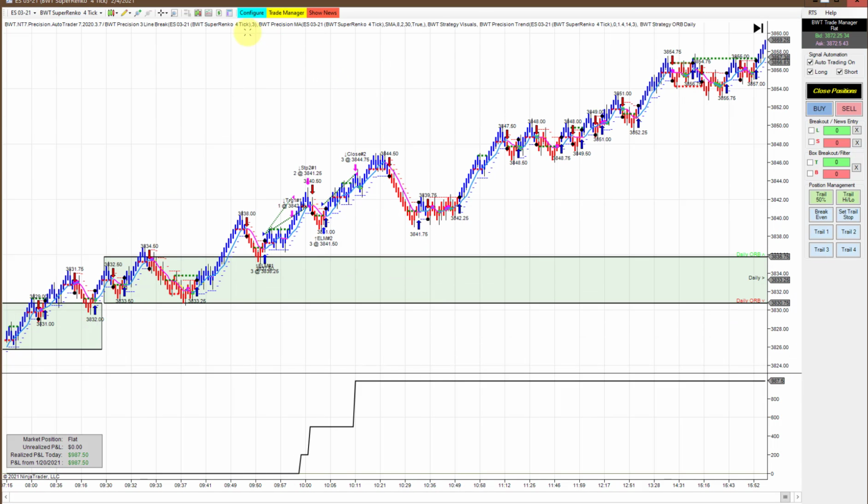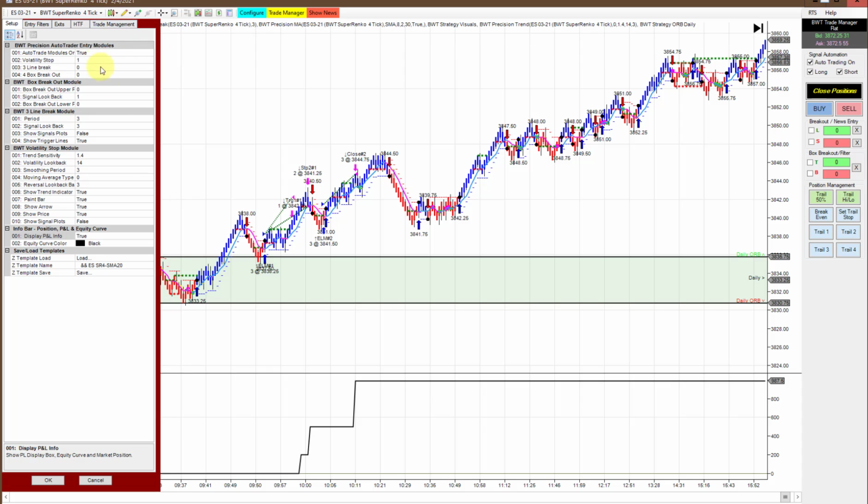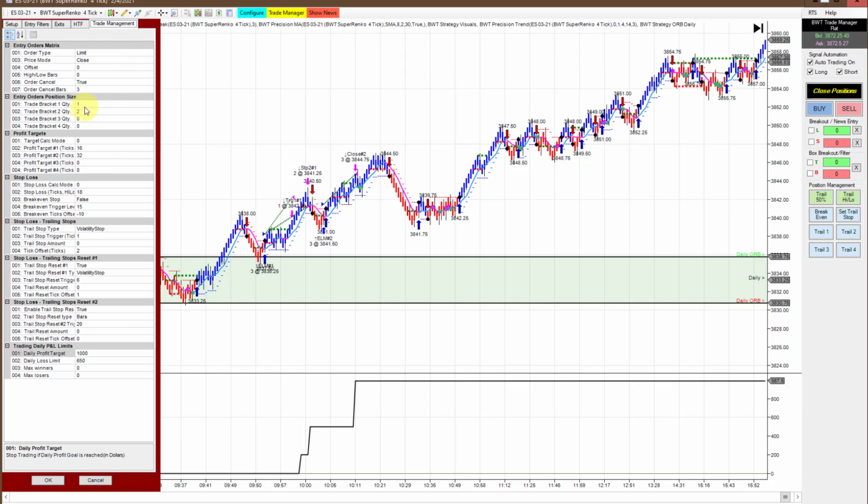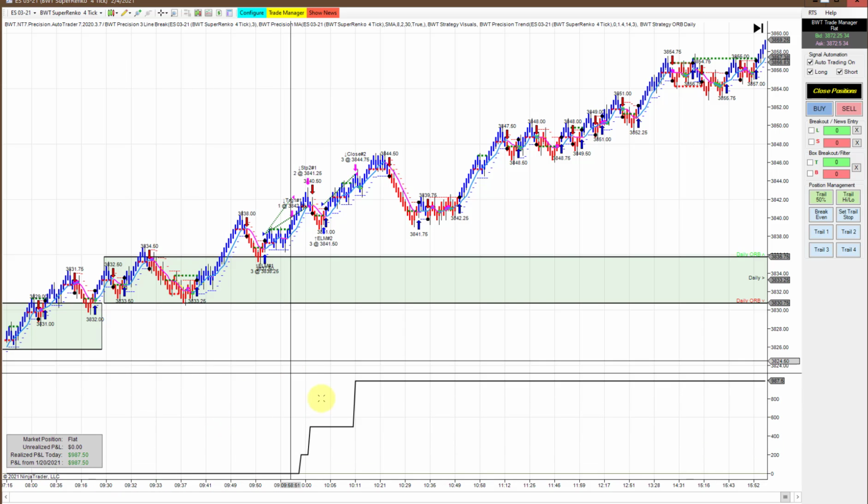I have shown this chart before. This is the E-mini S&P on a Super Inco 4 tick, and this is actually trading 3 contracts. The first target is 16 ticks, and the second target is 32 ticks. So 1 off at 16, and then 2 off at 32. And this has a $1,000 goal with a 650 loss limit.